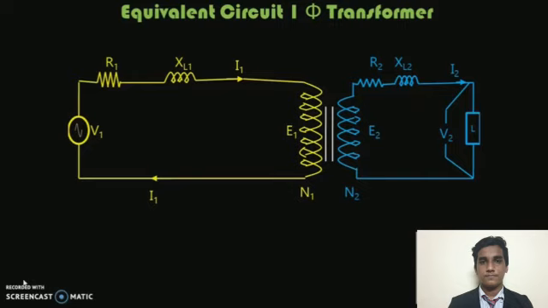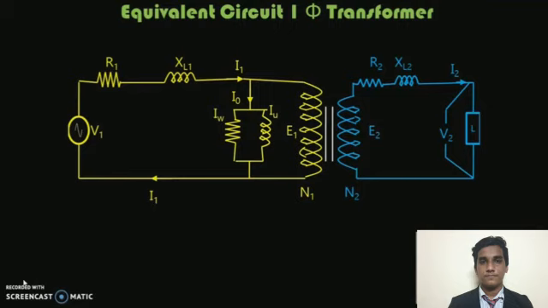We will analyze the primary current as I1. We know that I1 is equal to I0 plus I2 dash. So here we are separating I1 equal to I0 plus I2 dash. The first part of I1 is I0, which is nothing but the no load current. This no load current of the primary winding has two components, I mu and IW, where I mu is called the magnetizing component and IW is the loss component at no load. I mu and IW are the two components of I0.